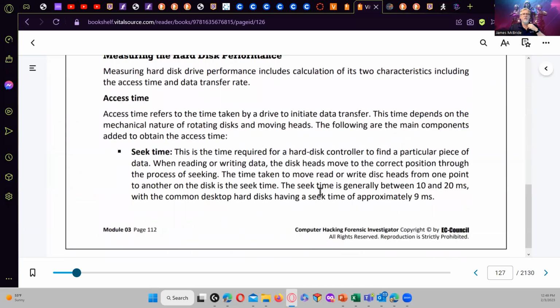Now, the other part of this that really is not super applicable to what you're going to do, but it's good to know that it's there, is how fast is a hard drive and how is that rated? All right, so the total access time, right? Notice this is the heading. Depends on the mechanical nature of the rotating disks and the moving heads. So we say, I want to access data off of that hard drive. Well, how long does it take to do that? Well, let's break it down.